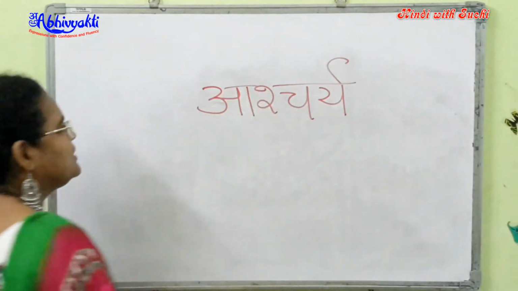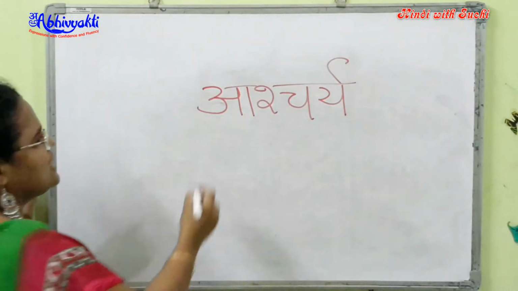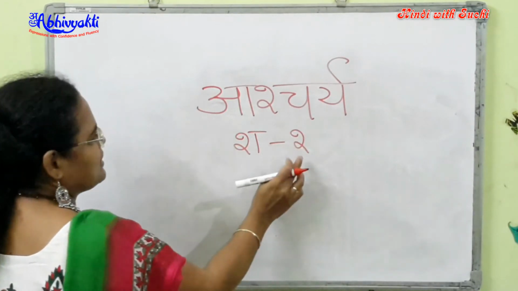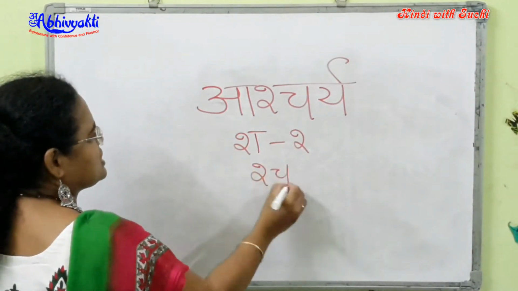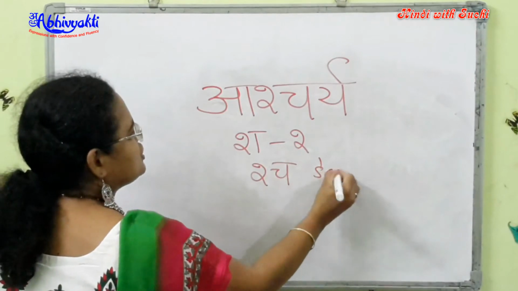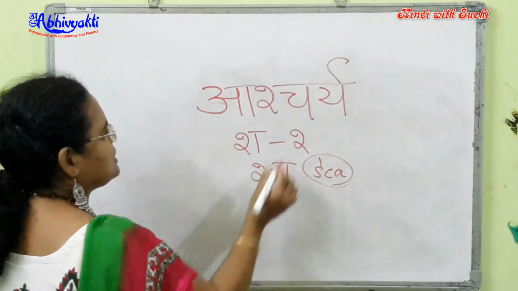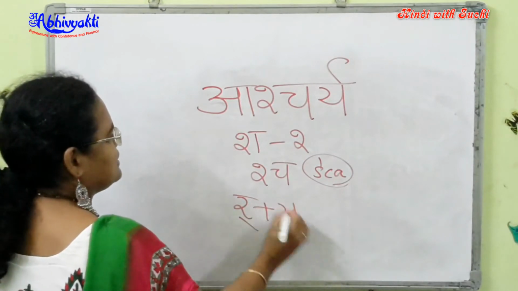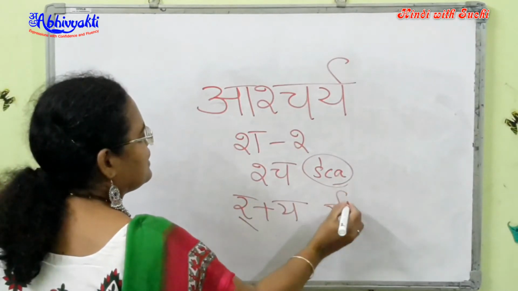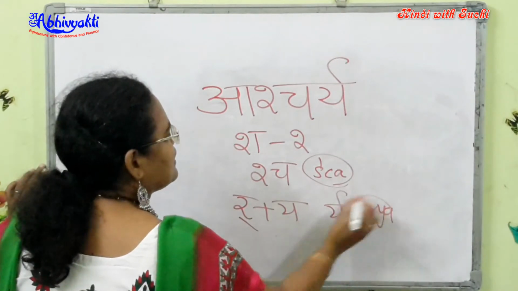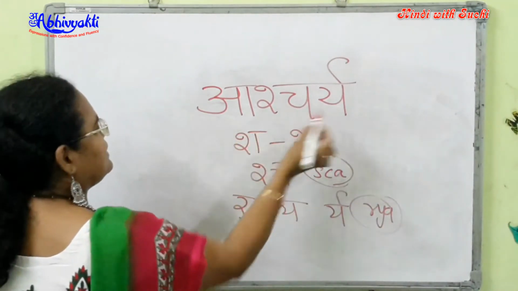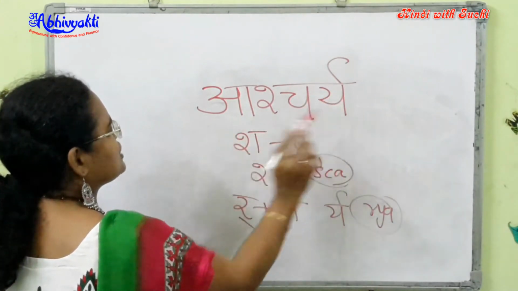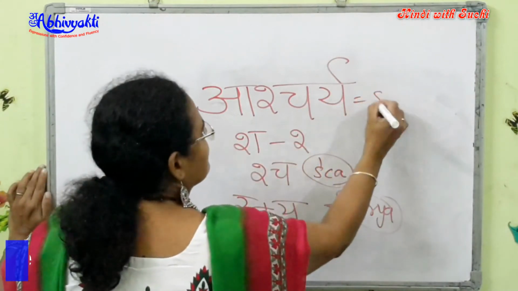Now I have very different combinations. I have the sh. So sh again is without the stem. So sh joins ch. So I get ch, ch. And this is r plus y. R. So ascharya, ascharya. Ascharya is surprise.